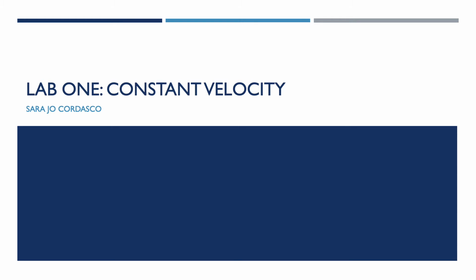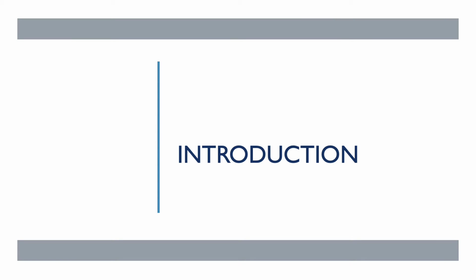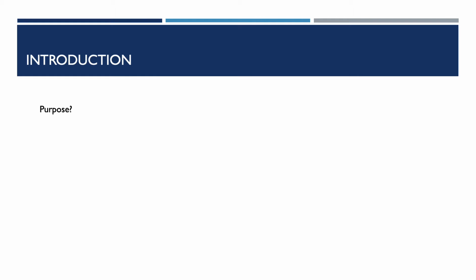Lab 1: Constant Velocity. The purpose of this lab is to create a computational model of an object traveling in constant motion using the video analysis tool Tracker. The lab addresses the fundamental principle of Newton's second law, or equivalently, the momentum principle.